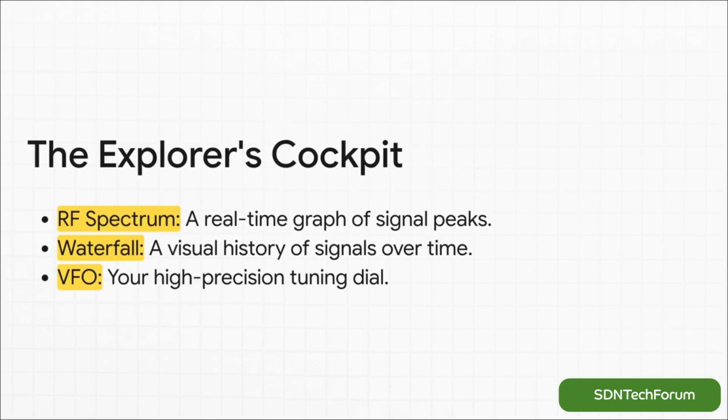Now, I know this interface might look a little complex at first glance, but it really just boils down to three main parts. Up top, you've got the RF spectrum, which is like a live graph showing signals as peaks. Below that is the waterfall. That's the history of the graph, painting this amazing picture of how signals change over time. And the VFO? That's just your super precise tuning dial that lets you zoom in on anything that catches your eye.